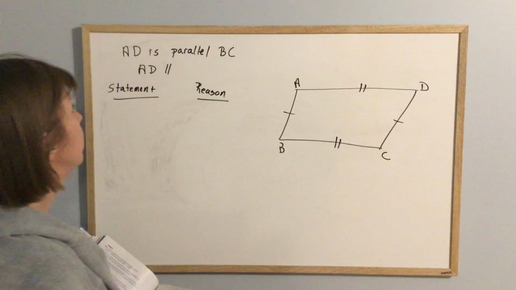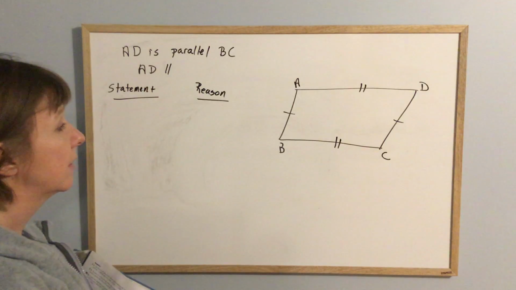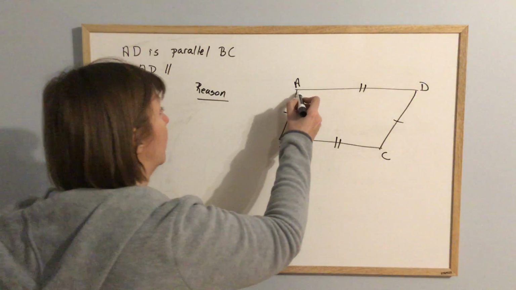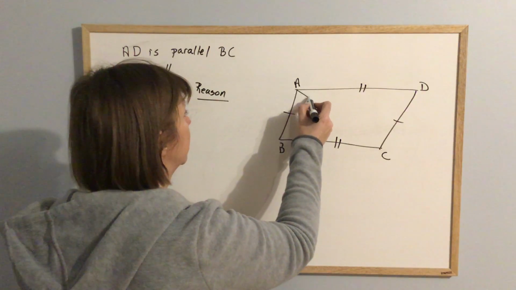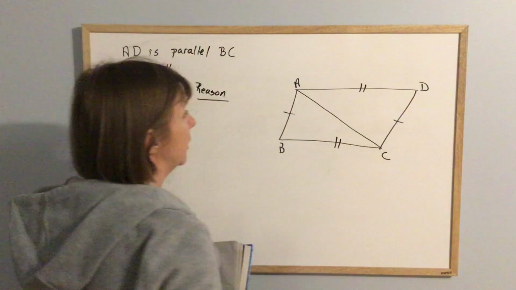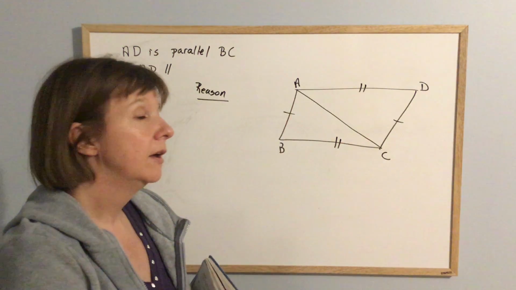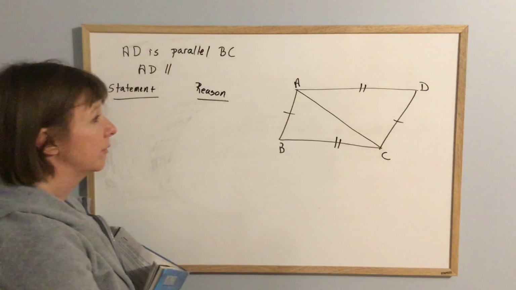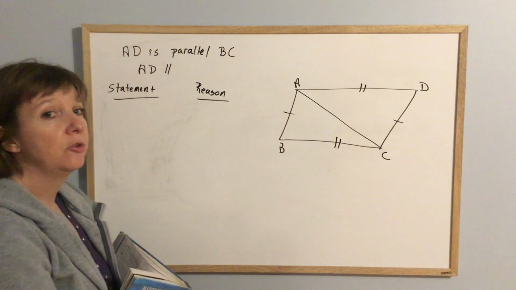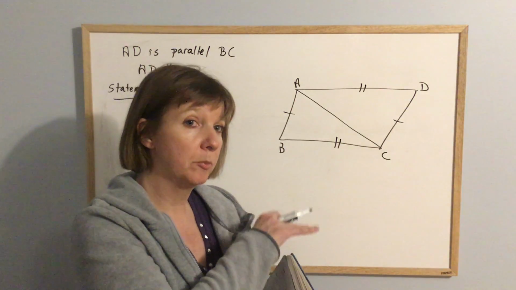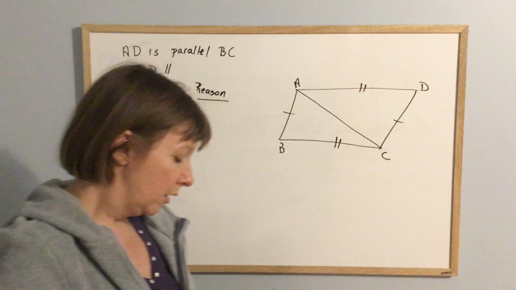So we have to prove that AD is parallel to BC. So how are we going to do that? Well, the first thing we're going to do is we're going to draw a line right through here to create 2 triangles. That's what we're going to do. You're allowed. And now we're going to make some statements. Now the reason why I wanted to do this one with you is because it brings in some theorems that we talked about from chapter 6.